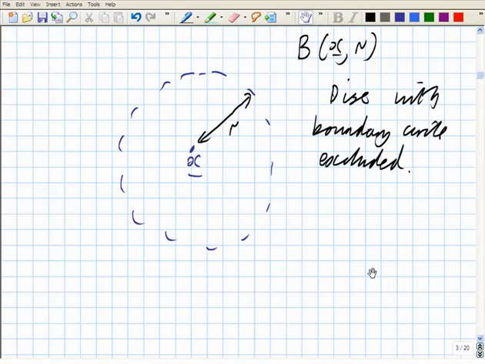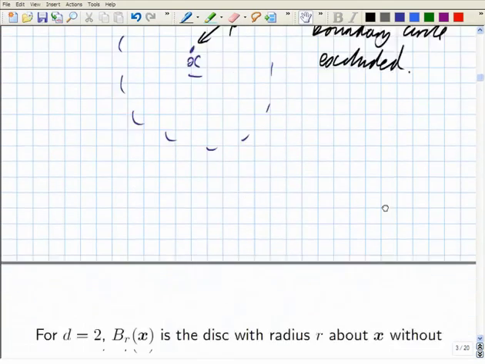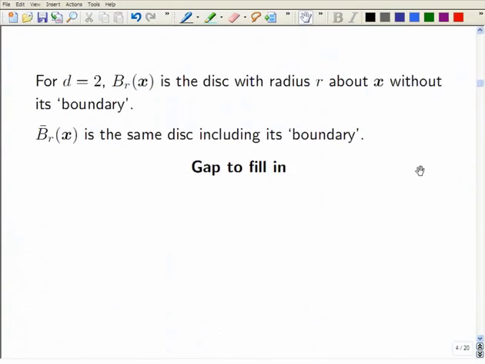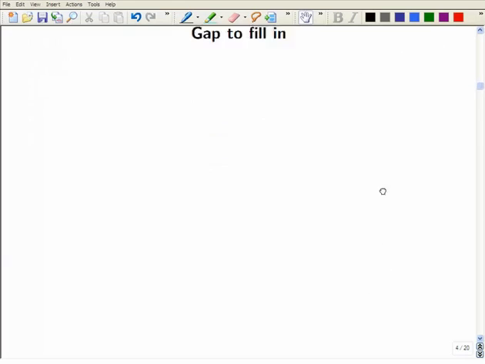Any questions about these so far? Do I need to go back to any of the pictures? Okay, let's move on. So it looks like I've already filled in these gaps. I've already done the closed ball and the open ball here.